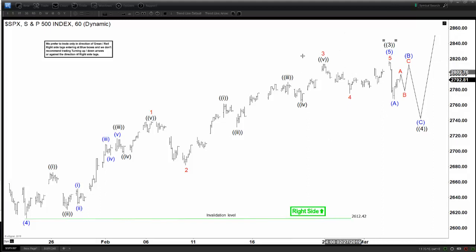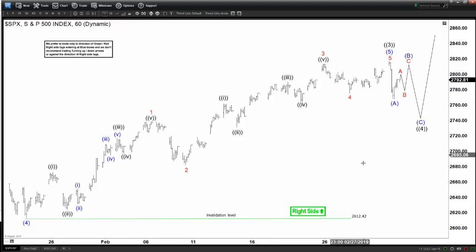GMT. Today we will be looking at the chart of the S&P. This is a 60-minute chart and we have finally started the correction here. Okay, but we're still calling the correction as a wave 4, which means that eventually we can still see another leg higher after this correction is completed.